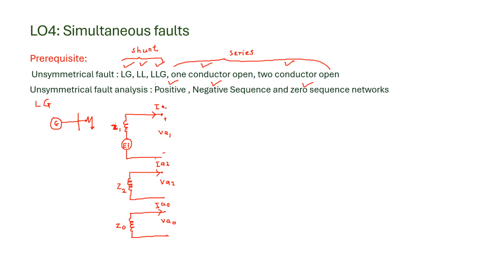Now after getting these positive, negative and zero sequence networks, for LG fault, already we learned that these networks should be connected in series, like this. And then we can find the currents I1, I2 and I0. And from these sequence currents, we can find the actual current with the fault. So I'm just revising the previous learning.